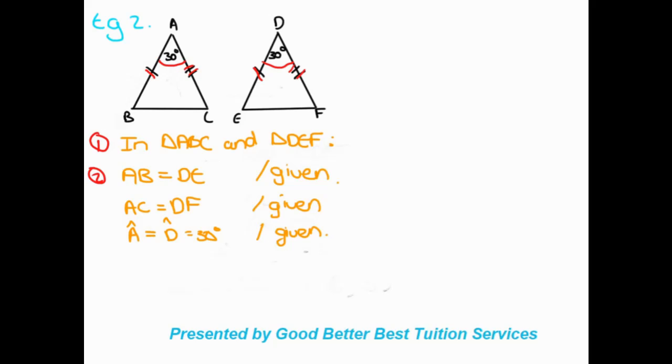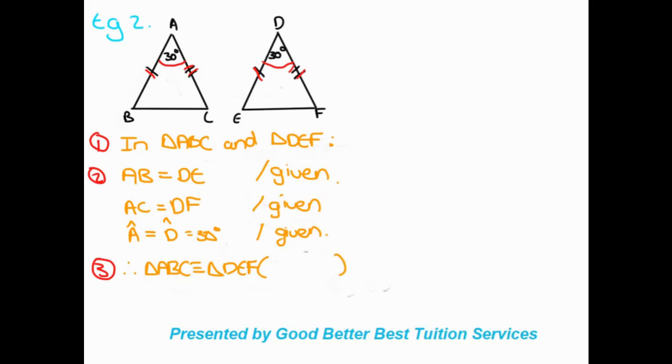So now we've given them three different reasons why these two triangles are congruent. So now we can do our final step. And if you can remember, our final step is our statement that the triangles are congruent with our reason why they are congruent. So we'll say, therefore, triangle ABC is congruent to triangle DEF.